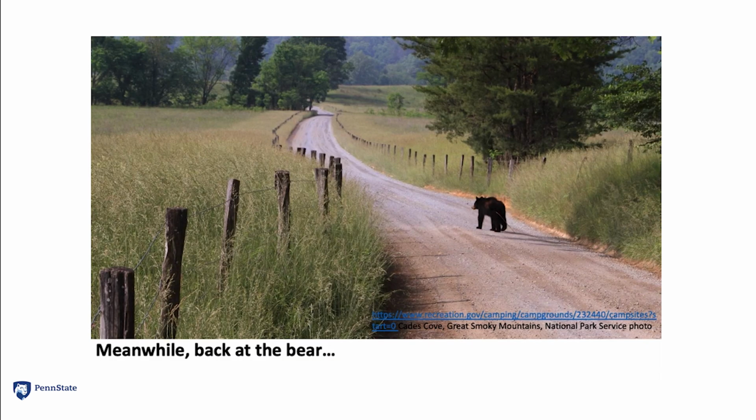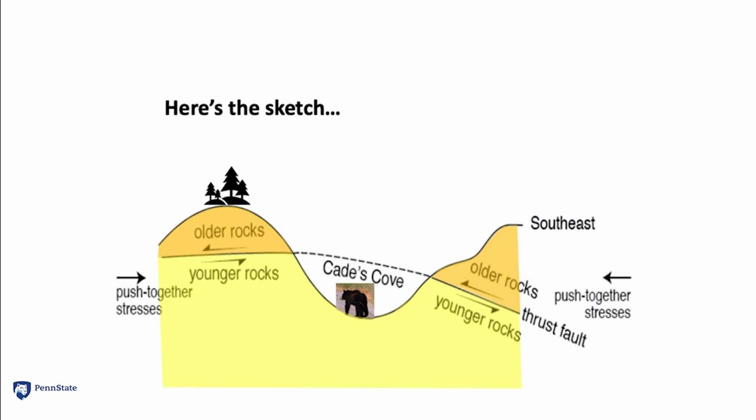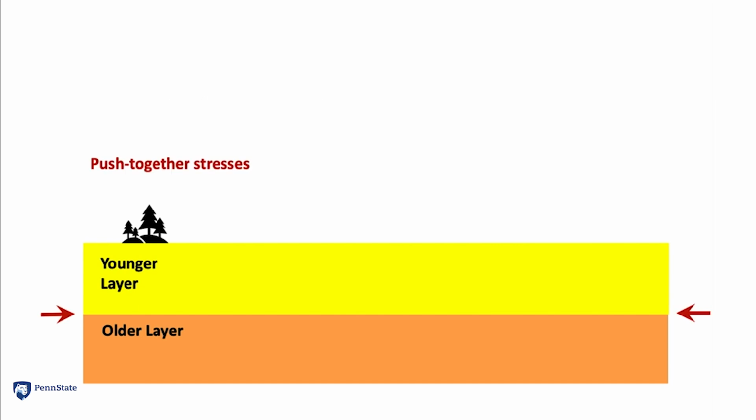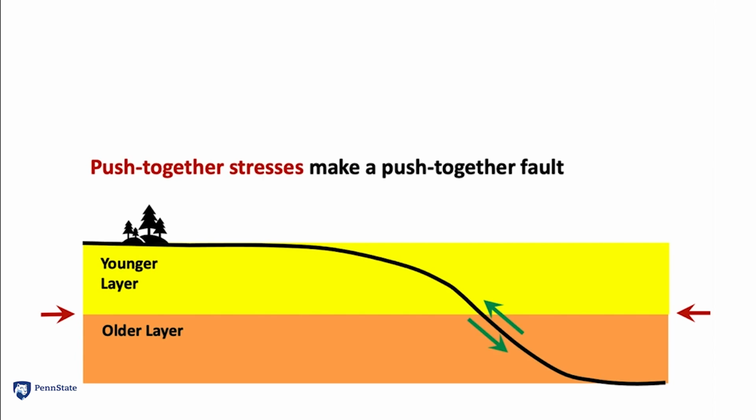So here we are back at the bear, and he is walking through this diagram with the older rocks on top of the younger. How did it get there? Well, let's do a simple diagram. Here's older on the bottom, younger on the top. It gets squeezed by pushed-together stresses, and it's going to break along a fault like this.